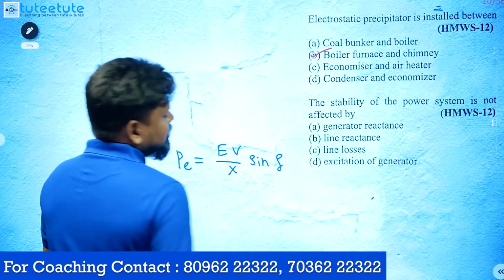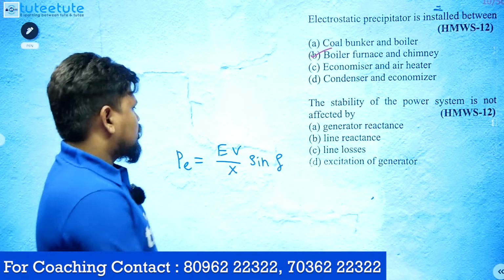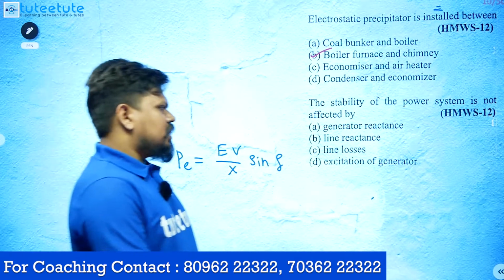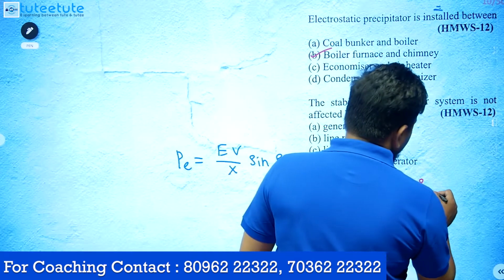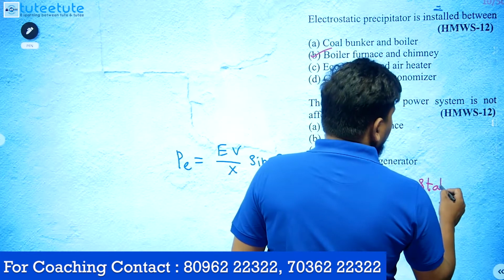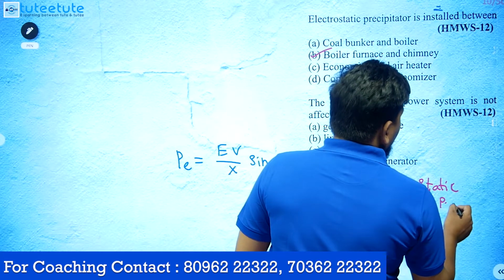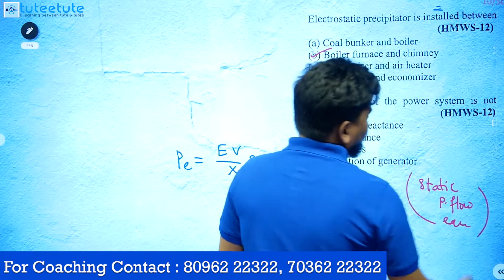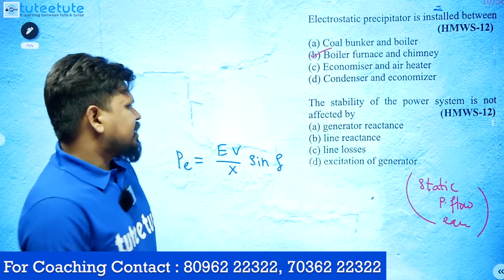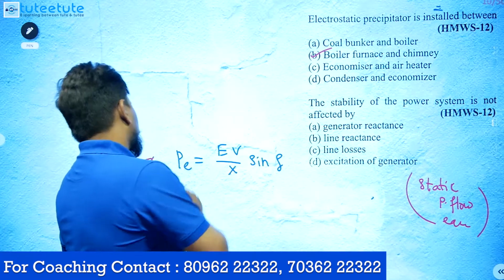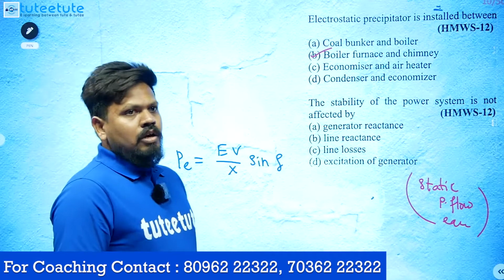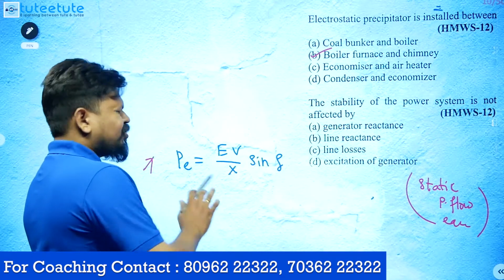Generally this is for a short transmission line only. If you take the complete one, you will get the big equation. You will study those equations, the static power flow equations, in transmission and distribution, later in the subject. But this is just for the short transmission line that we have understood, and that too a lossless short transmission line with no resistance, just for the analysis.